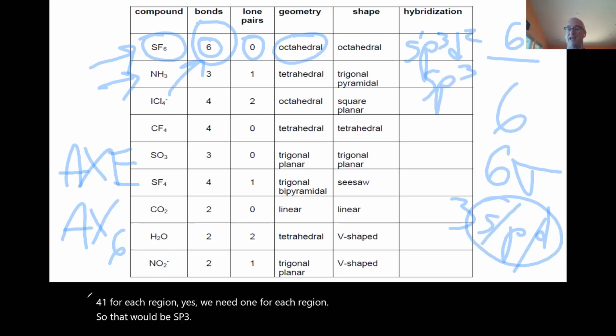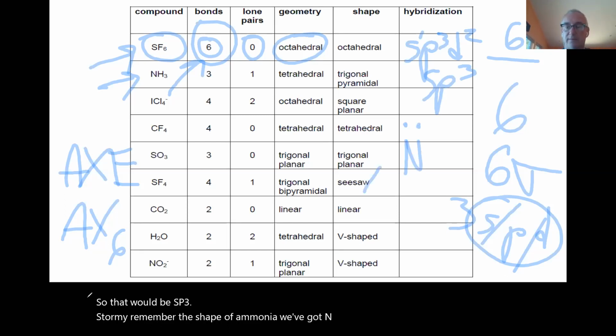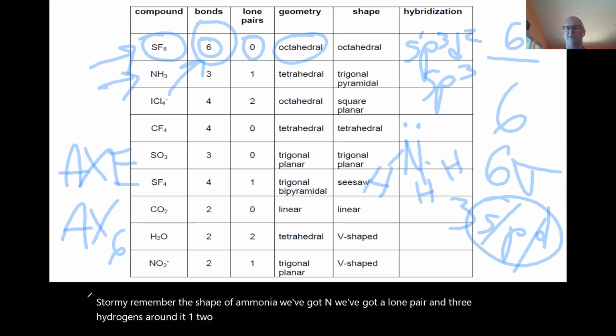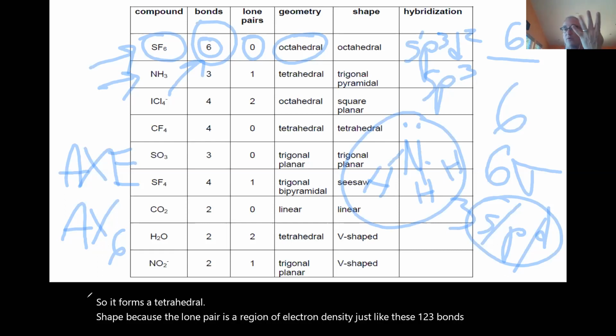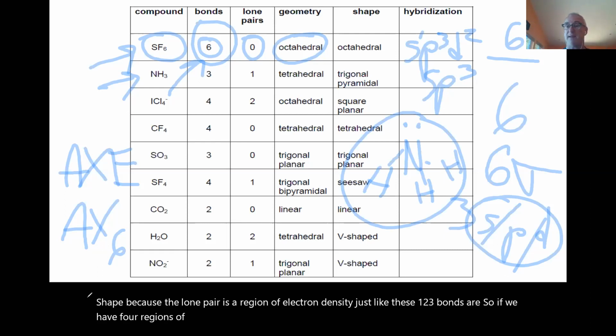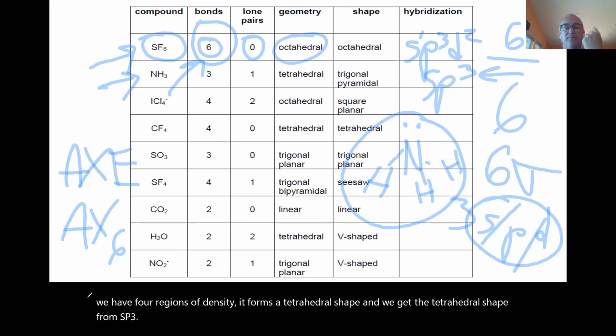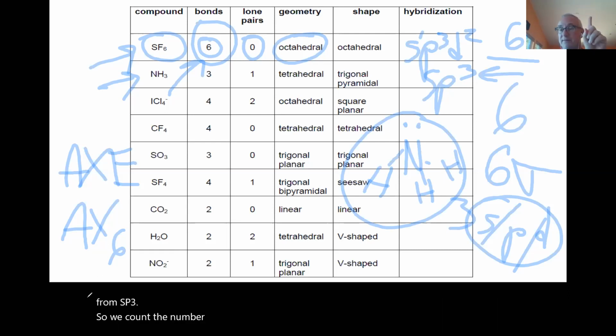So remember the shape of ammonia. We've got N, we've got our lone pair, and 3 hydrogens around it. It forms a tetrahedral shape because the lone pair is a region of electron density, just like these 3 bonds are. So if we have 4 regions of density, it forms a tetrahedral shape, and we get the tetrahedral shape from sp3. So we count the number of regions of electrons to figure out what our hybridization is.